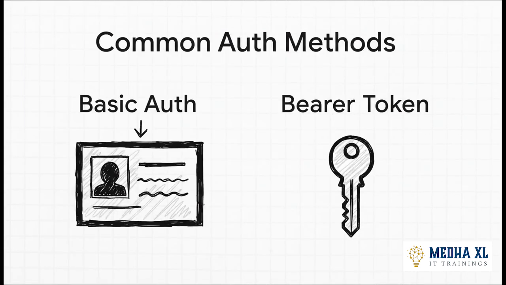Now, you're going to run into a bunch of different types, but the two big ones you'll see all the time are Basic Auth, which is literally just a username and password, and a bearer token. A bearer token is just a long, secret string that acts as your key. It's pretty much the standard for most modern APIs today.